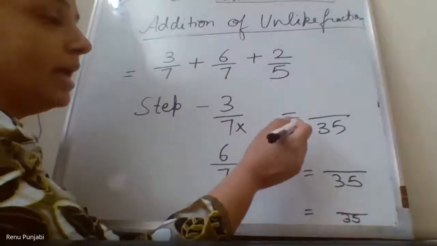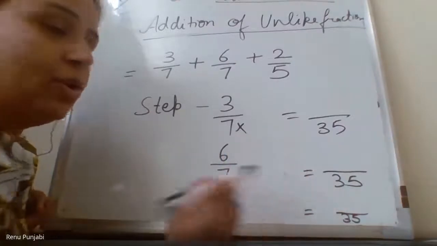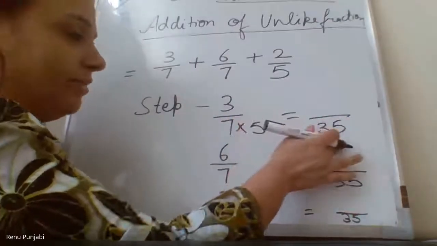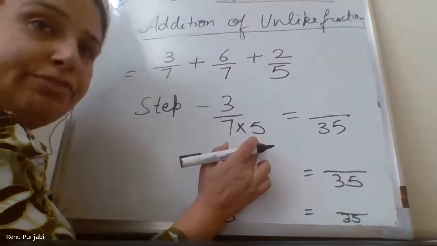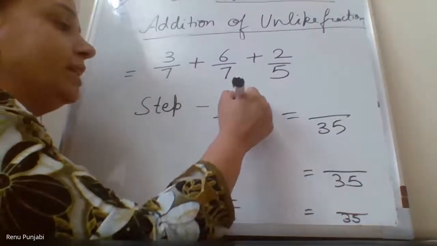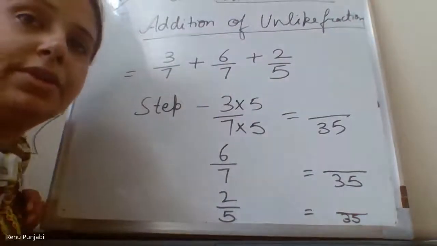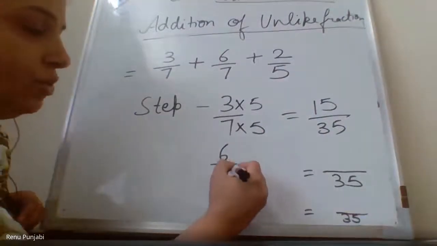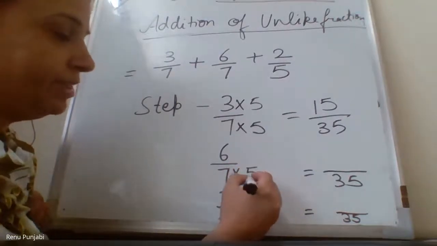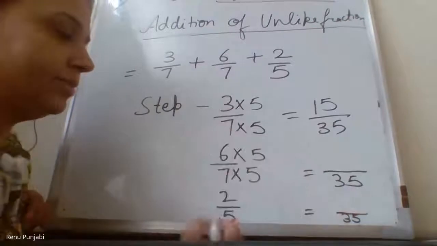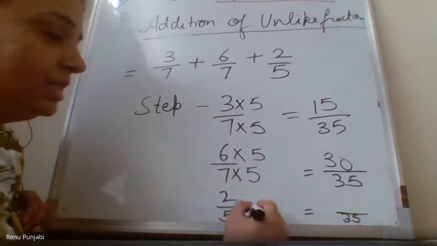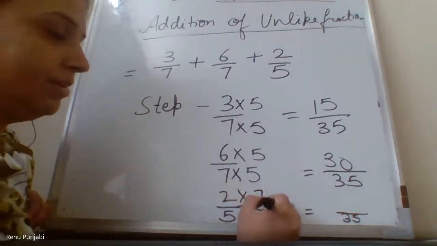7 5s are 35. As I said, the LCM is 35 in all three because we have taken the LCM. We multiplied the denominator with 5, so we have to multiply the numerator also with 5. 3 into 5 is 15. Same here, to make the denominator the same, we multiply with 5, we multiply the numerator also with 5, and we write 30. Multiply with 7, multiply this also with 7, we write 14.